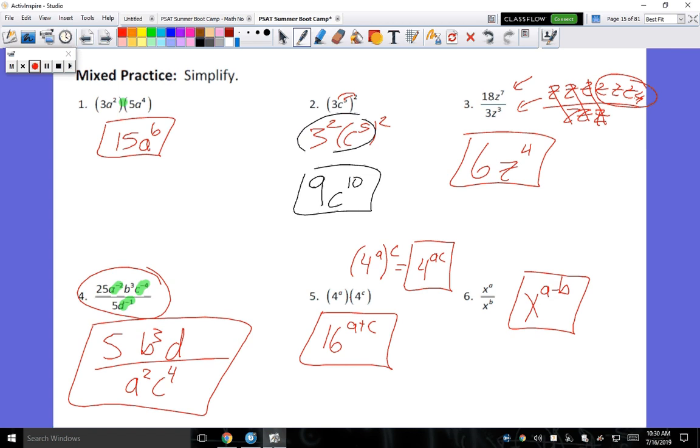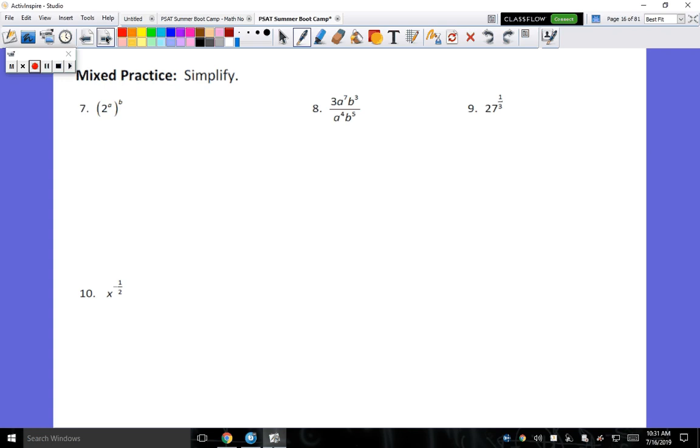Okay. All right, so now we're going to move on to number 7. What's the answer? 2 to the ab. Because you did what with the powers? Multiplied. Again, a good way to see that is that you see the parentheses in between a and b.